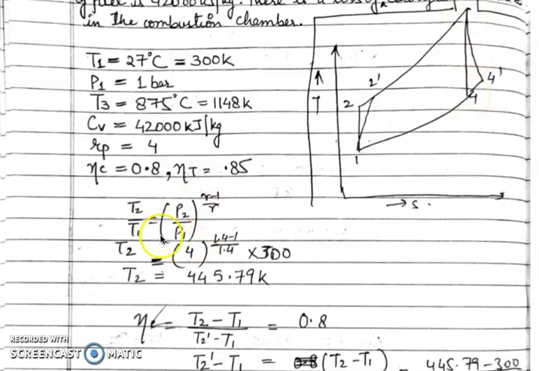So here we will put P2 by P1 equal to 4 because the pressure ratio is given. Gamma is equal to 1.4 for air. This you should remember. Then T2 is not known, that we have to find, and T1 is equal to 300 Kelvin, which is given in the question. So we will obtain T2 using this formula.